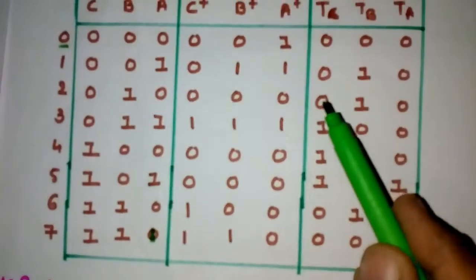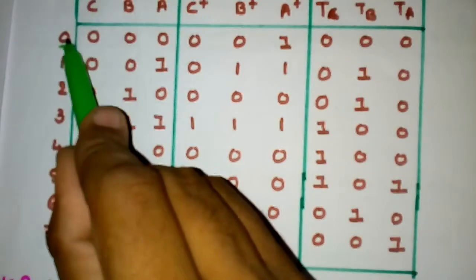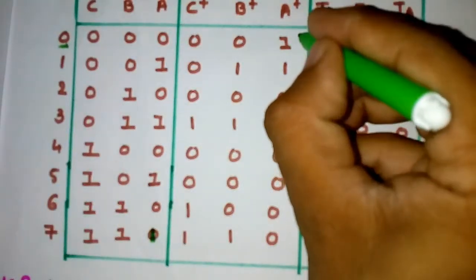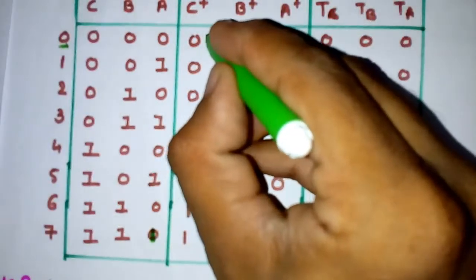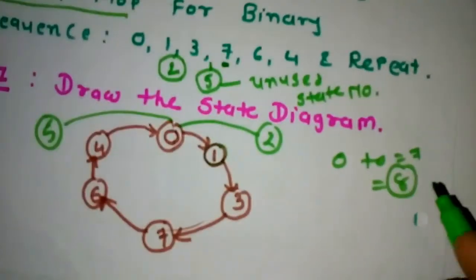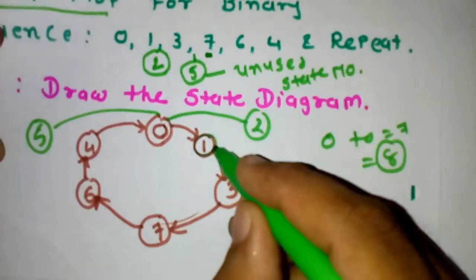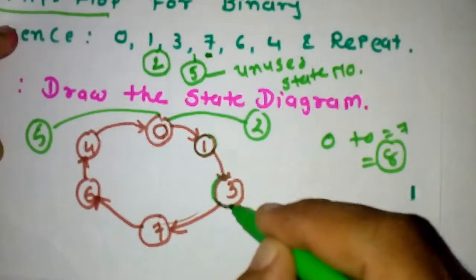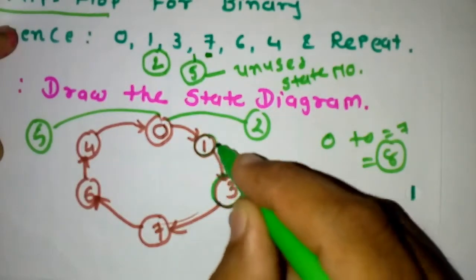So here the present state is 0. What is the next state? The next state is 1, which in binary is 001. That's called 1. After that, the next state of 1 is 3. What is the next state of 1?